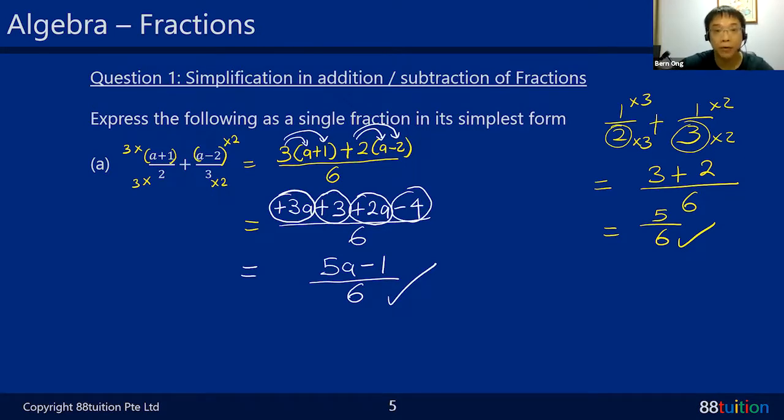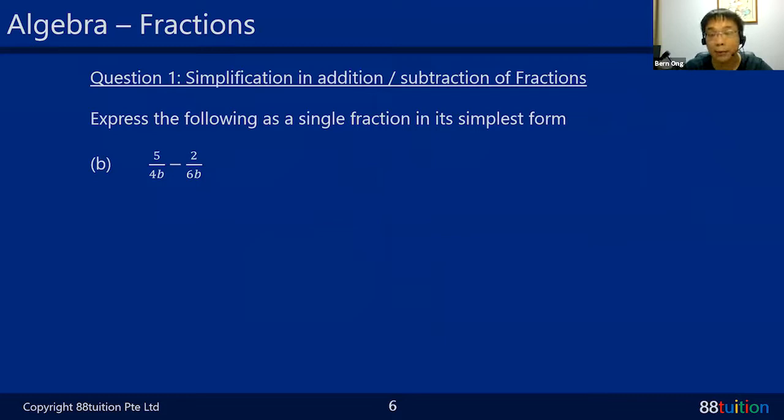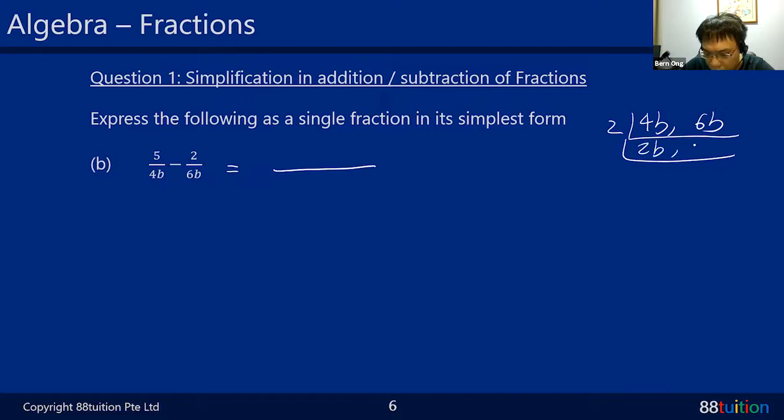Question B. Moving on. Let's go. So down here, what to do again? To get your LCM for your denominator. So 4b and 6b. Okay, can you do that method inside your head or not? 4b and 6b. Divide by 2: 2b, 3b. Divide by 2: b, 3b. Divide by 3: b, b. Divide by b: 1, 1.